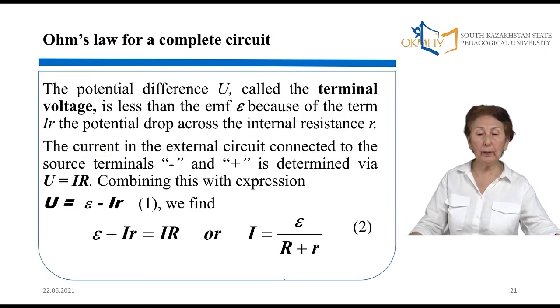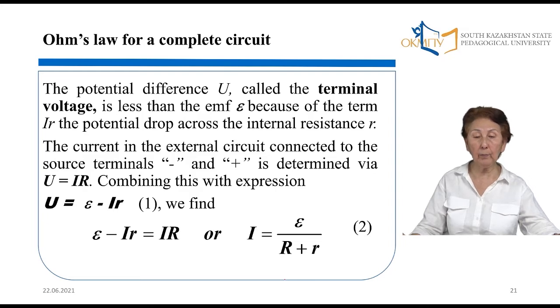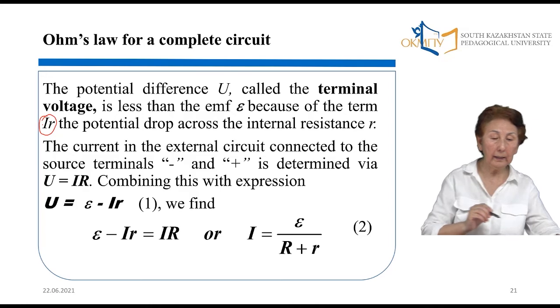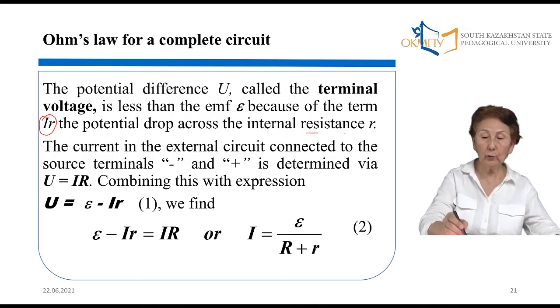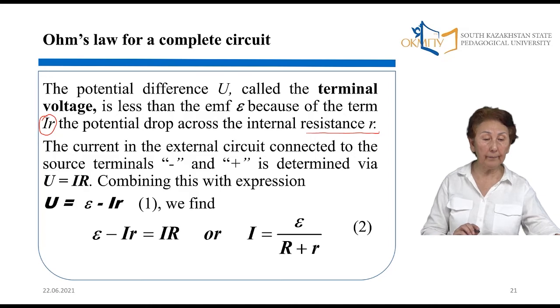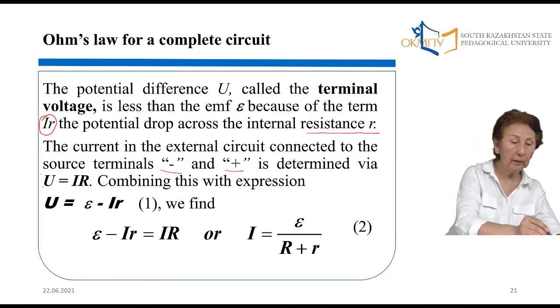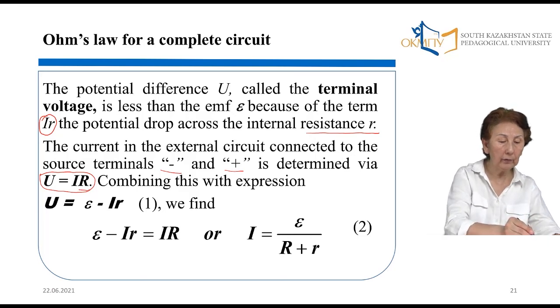The potential difference, called the terminal voltage, is less than the electromotive force because of the term I small r, the potential drop across the internal resistance. So that is the potential drop inside the battery due to the internal resistance r. And the current in the external circuit connected to the source terminals, negative and positive, is determined by this expression. It is determined by the external resistance.